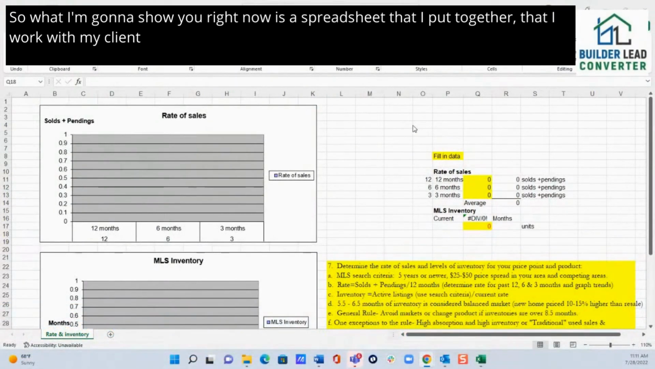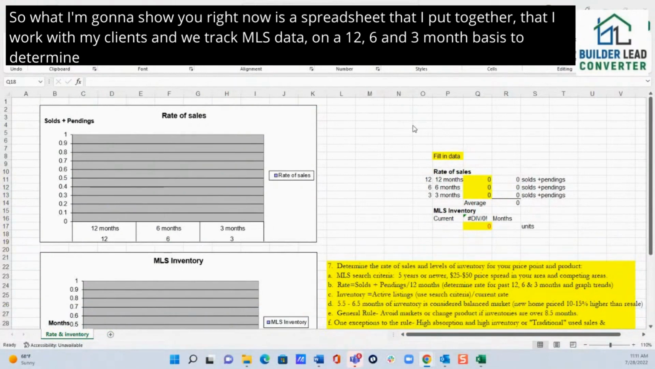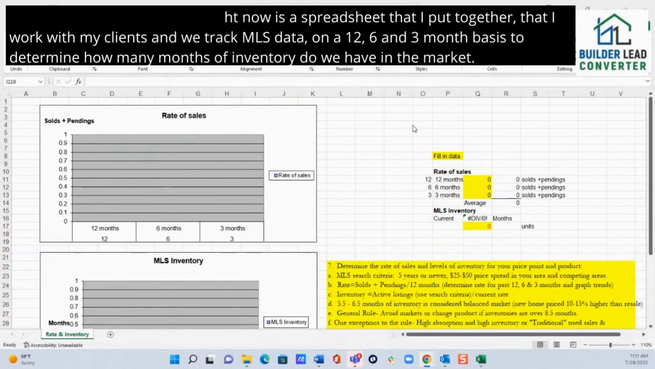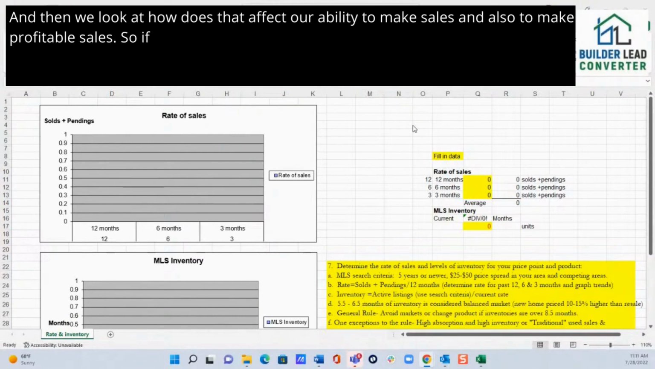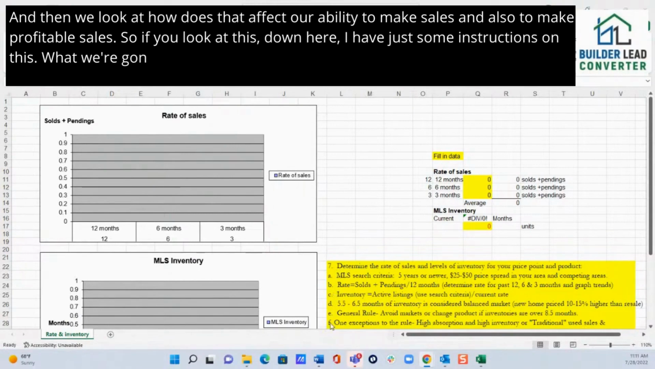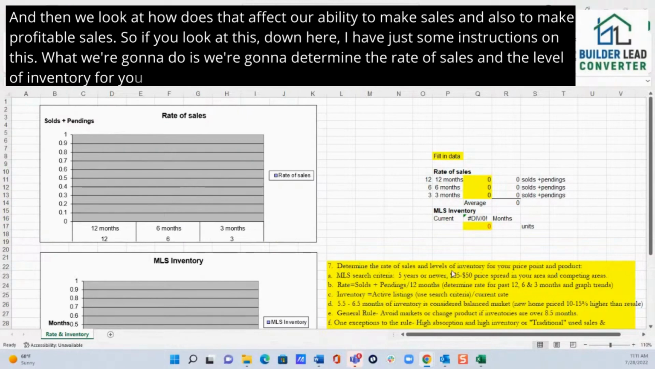my clients, and we track MLS data on a 12, 6, and 3-month basis to determine how many months of inventory we have in the market. And then we look at how that affects our ability to make sales and also to make profitable sales. If you look down here, I have some instructions. What we're going to do is determine the rate of sales and the level of inventory for your price point and product.